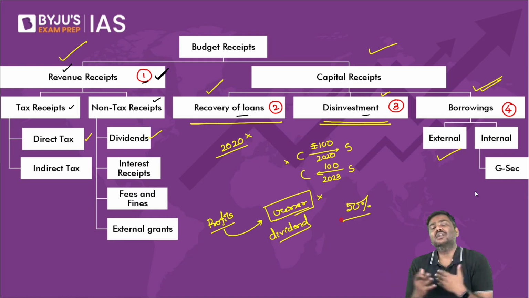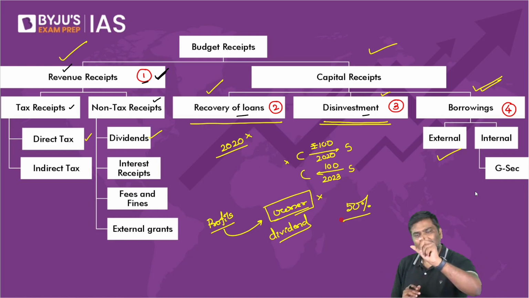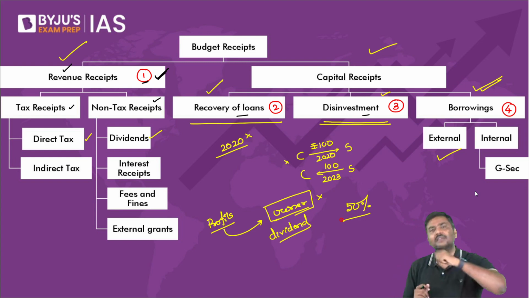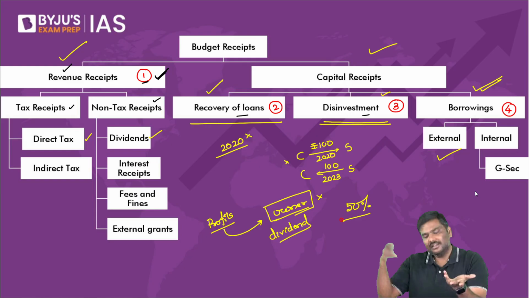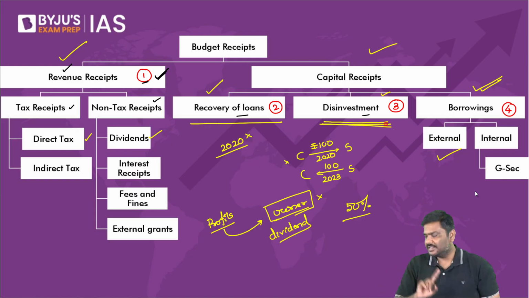But essentially what the government of India is doing is selling certain assets in the market and collecting money. So when you sell the asset, there is no liability created. That is the reason this is called disinvestment.